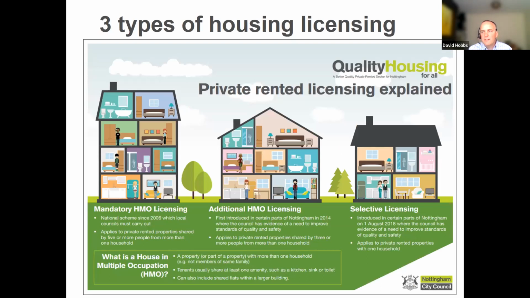Within Nottingham, if you don't know, we've got three types of licensing schemes. We've got mandatory licensing of HMOs, houses in multiple occupation, which covers 5 people sharing in 2 or more households. We also have a scheme of additional licensing, which is for 3 or 4 occupants in a shared property, an HMO as well. And we've got selective licensing, which is the one that I'm here to talk about.